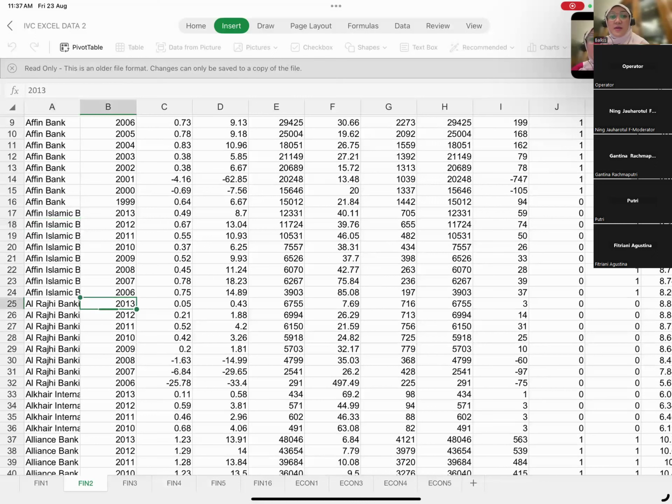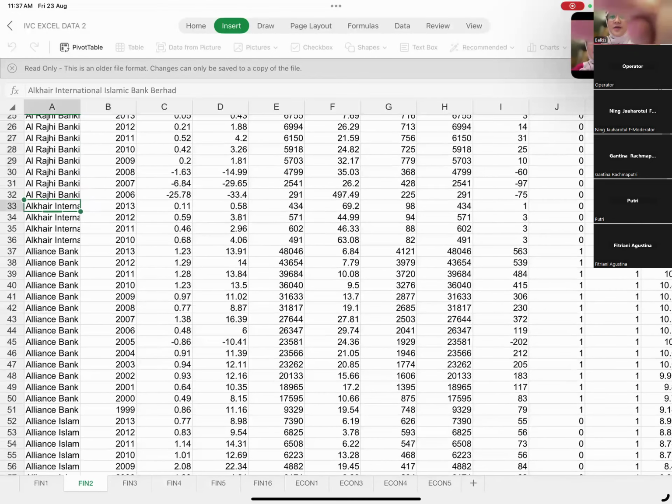For Al-Rajhi Bank, it is a foreign bank, an Islamic foreign bank in Malaysia. It first came to Malaysia and registered with Central Bank Malaysia in year 2006. And then we have Al-Khair International Islamic Bank from year 2010 until year 2013. After that, maybe they already closed their operation in Malaysia, and sometimes the data is only available for a very short period because they moved out from Malaysia. They closed their bank in Malaysia.